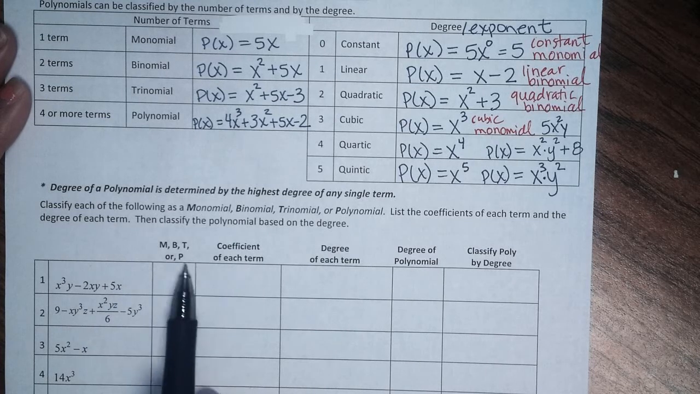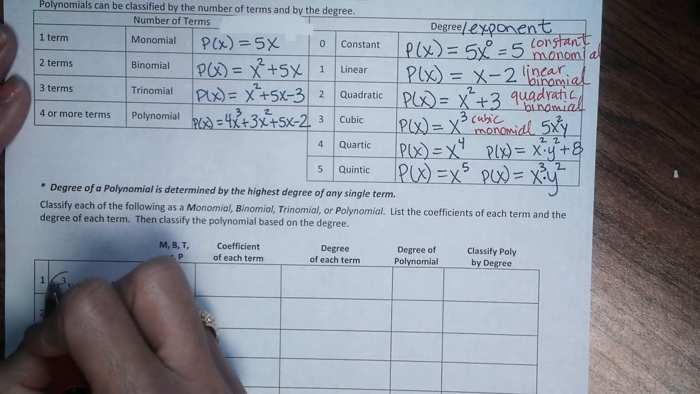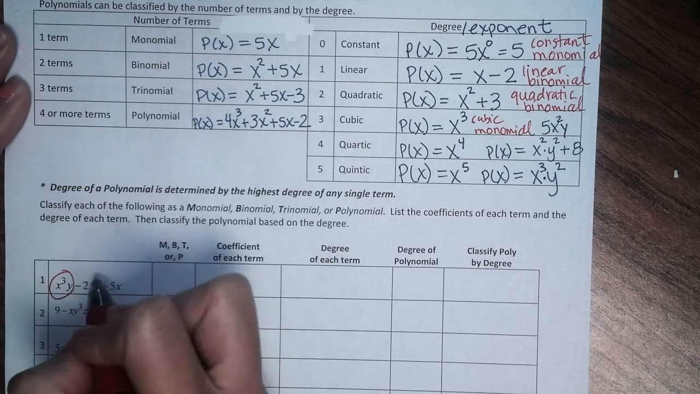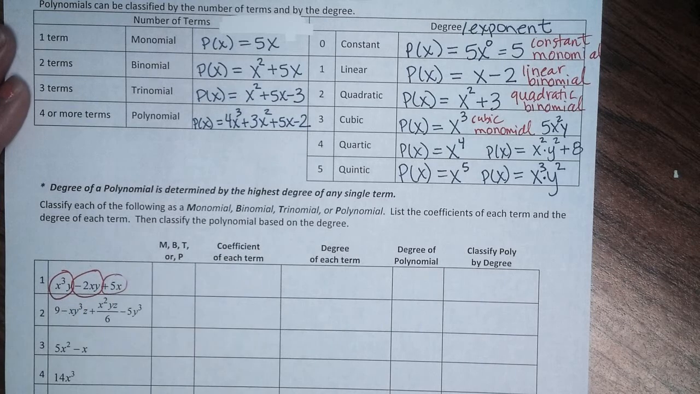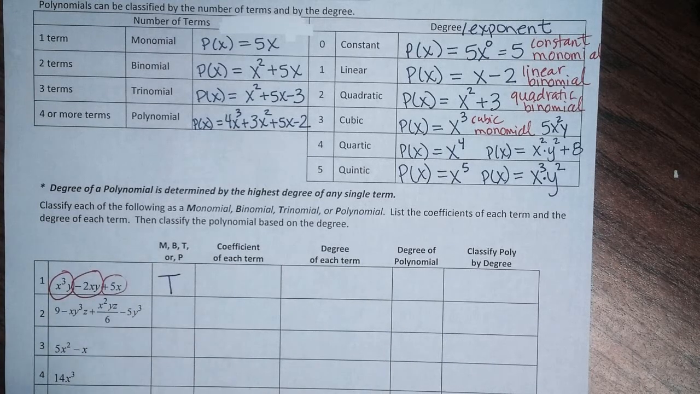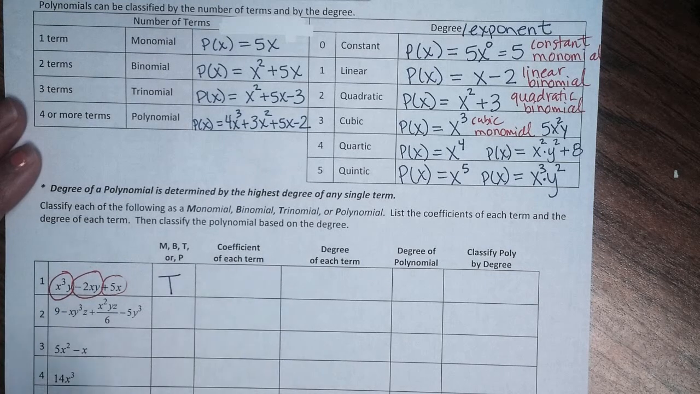So first, let's determine if this is a monomial, binomial, trinomial, or a polynomial. So count how many terms are being added. So I have one term here, I have a second term there, and I have a third term that's being added or subtracted. So this is called a trinomial because there were three terms that were being added or subtracted.